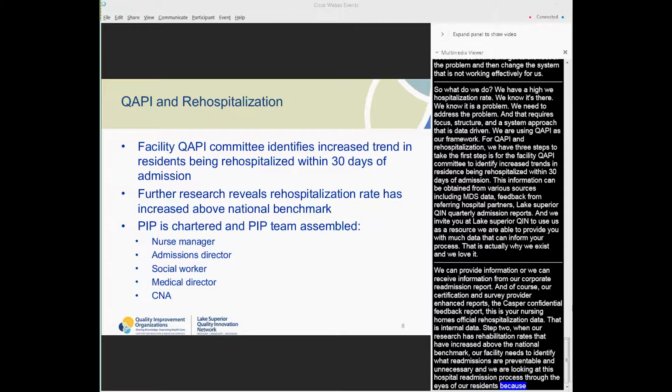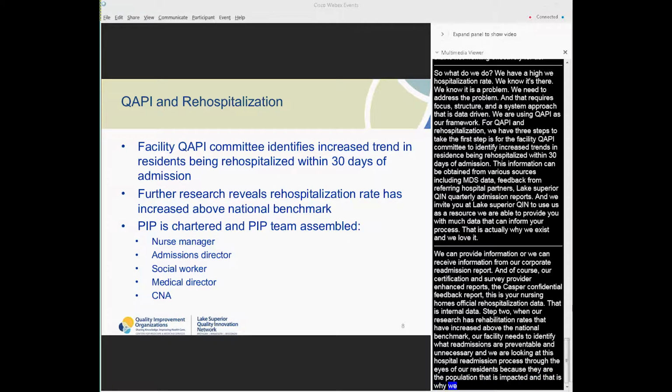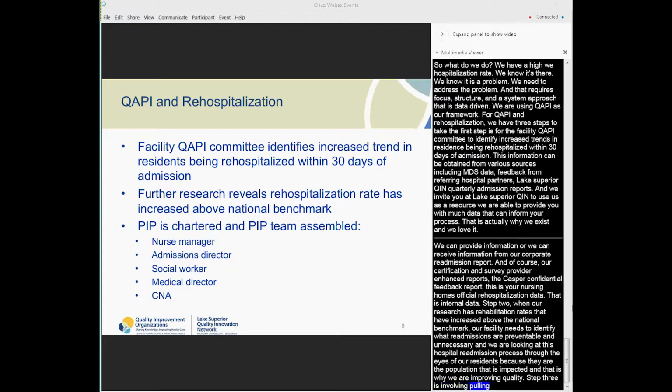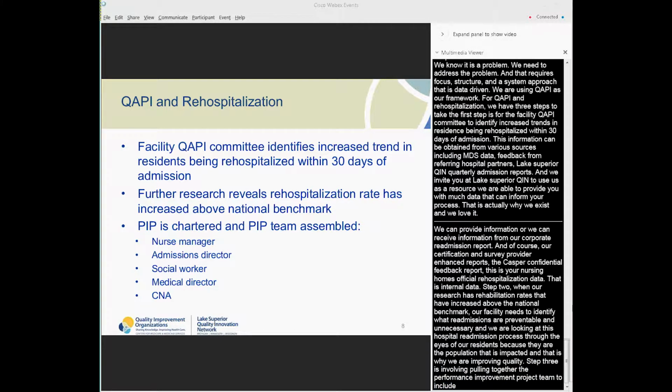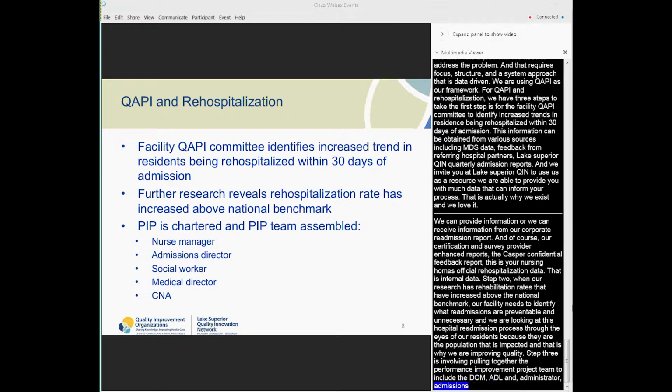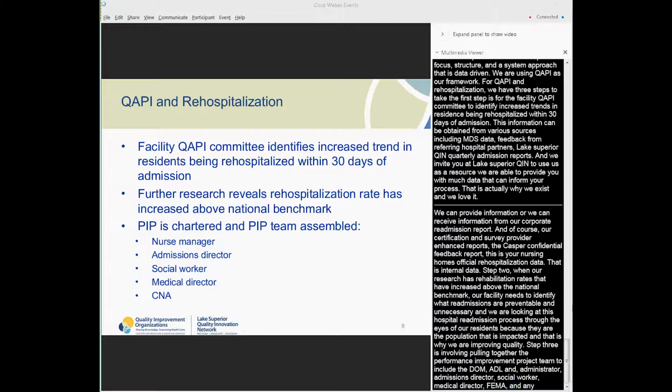we're improving quality. And step 3, we're involving pulling together the performance improvement project team to include the DON, the ADON, the administrator, admissions director, social worker, medical director, CNAs, and any support staff deemed necessary. Again, there's that interdisciplinary approach for a comprehensive look at our processes.